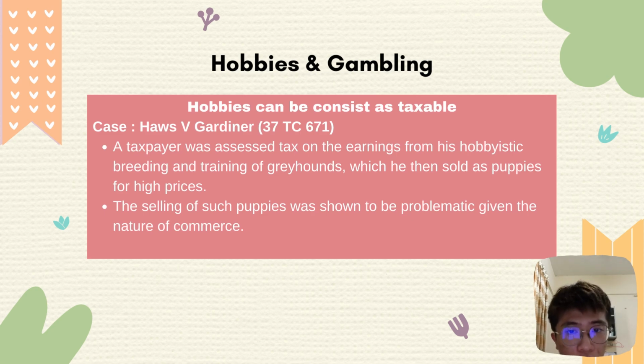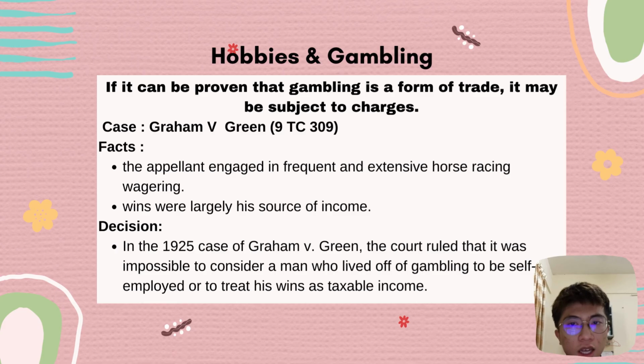The selling of such puppies was shown to be problematic given the nature of commerce. For the part on gambling, if it can be proven that gambling is a form of trade, it might be subject to charge. So we look at the case of Graham versus Green. In this case, the appellant engaged in frequent and extensive horse racing wagering, so winnings largely were the source of his income. For the judgment in this case, the court wrote that it was impossible to consider a man who lived off gambling to be self-employed or to treat his wins as taxable income.